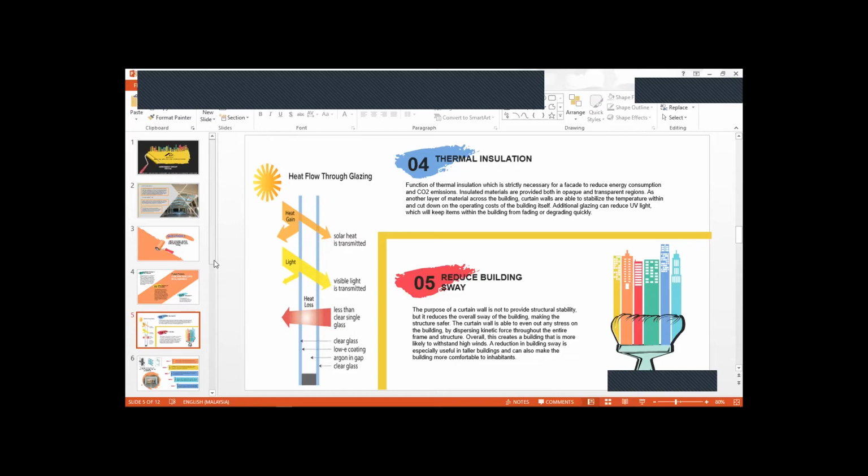Overall, this creates a building that is more likely to withstand high wind. A reduction in building sway is especially useful in taller buildings and can also make the building more comfortable to inhabit. And you can also see the heat flow through glazing for the heat gain, light, and also the heat loss. Next.